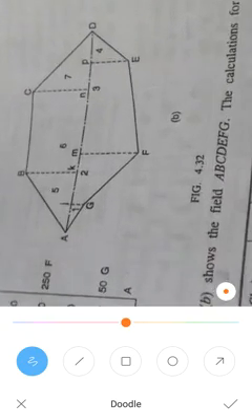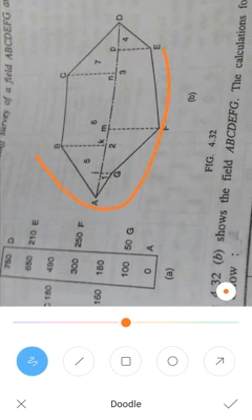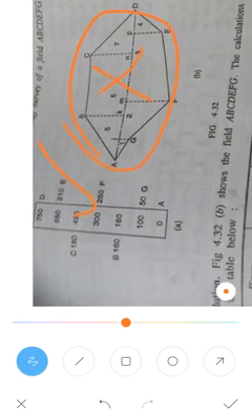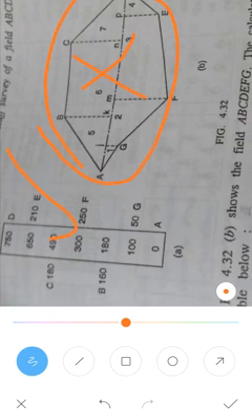See here, this is an irregular area they have given. Actually they will not give this figure. They will just give this table and ask you to find out the area. So they will ask to find the area.